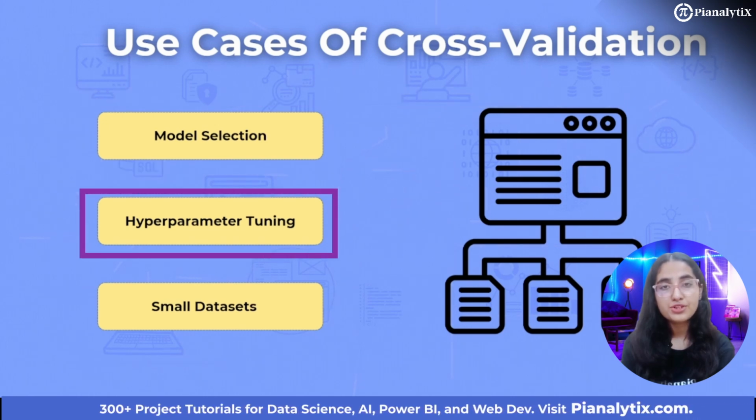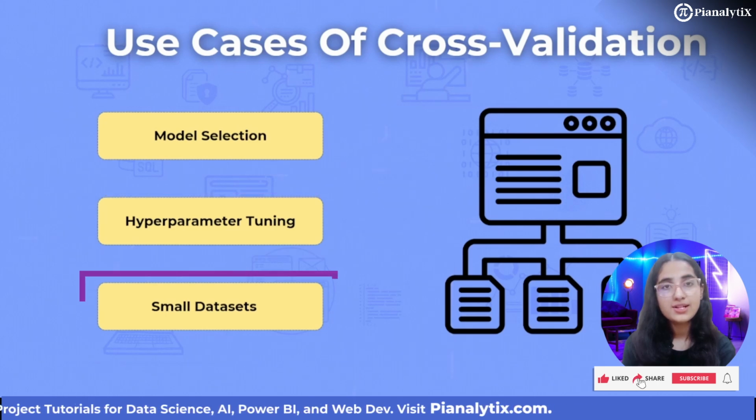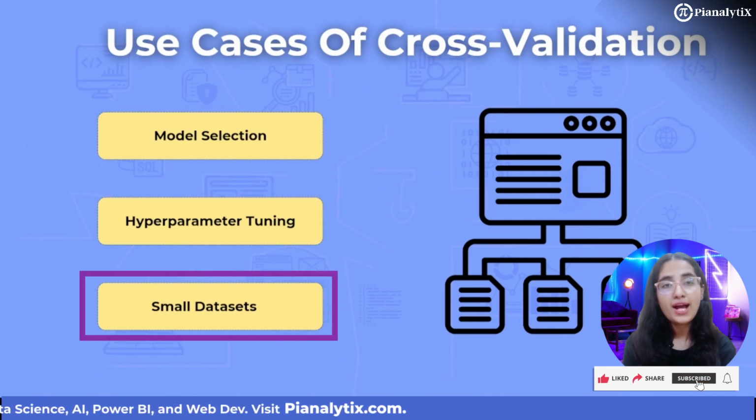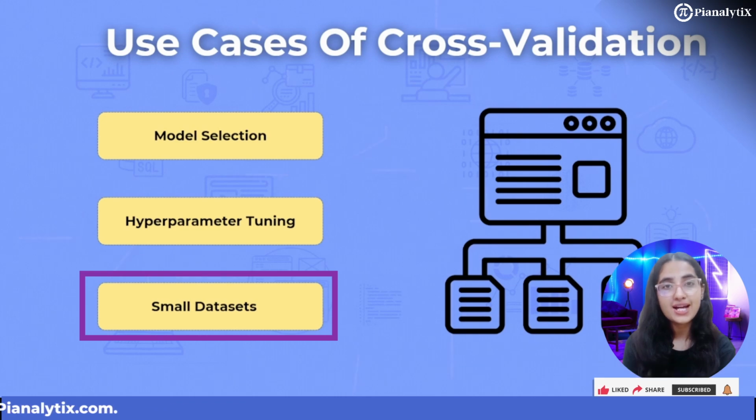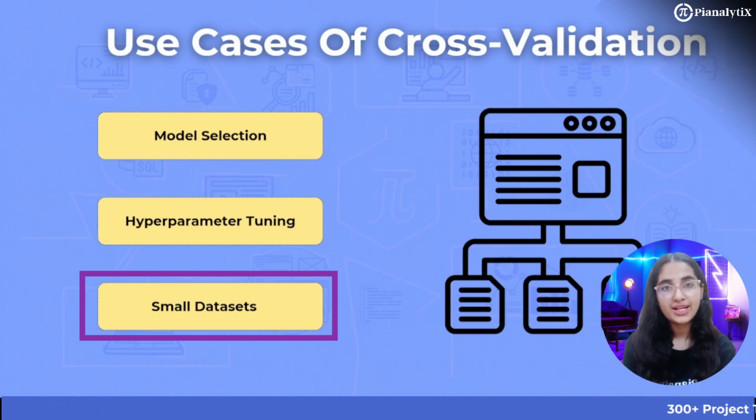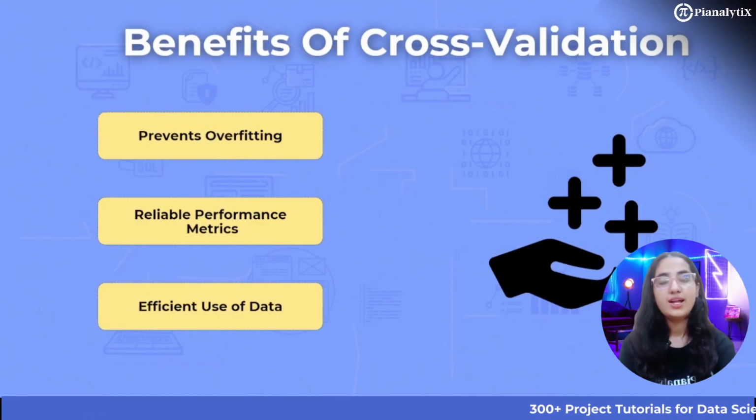Second, hyperparameter tuning. When tuning parameters like depth of trees in decision tree or regularization in regression, cross-validation ensures the chosen values work well across all subsets of your data, not just the one you initially trained on. Third, small data sets. If you have limited data, cross-validation ensures you can use your entire data set for both training and testing at different times.